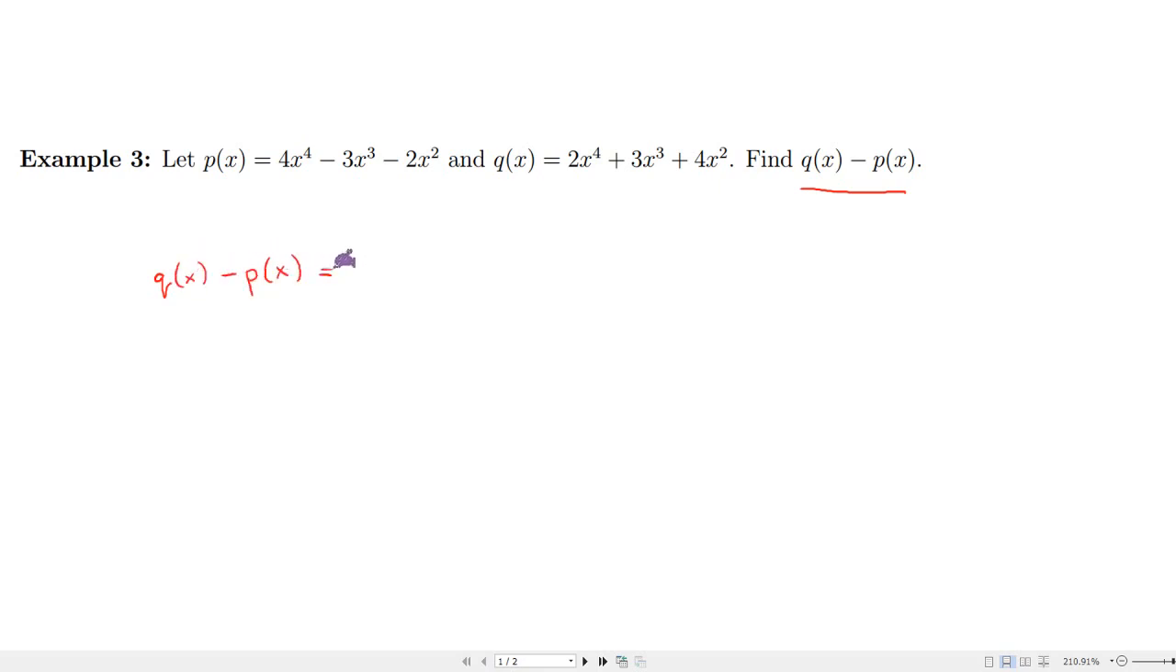All right. So all we do is just substitute these things in. So 2x to the fourth plus 3x cubed plus 4x squared. And then we will subtract 4x to the fourth minus 3x cubed minus 2x squared. So we'll have to distribute that minus.